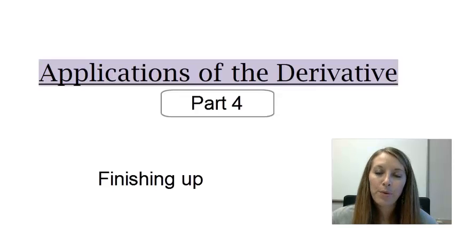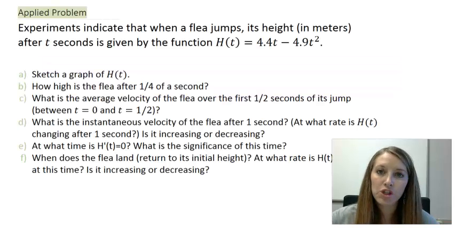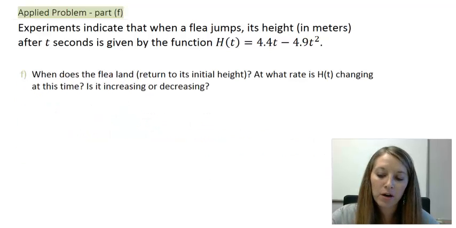So we are applying the derivative. I've given you the problem when the flea jumps, and we've analyzed almost all parts of his jump at this point, with the exception of part F. This asks, when does the flea land, or when does it return to its initial height, and what is the rate at that time, and is it increasing or decreasing?